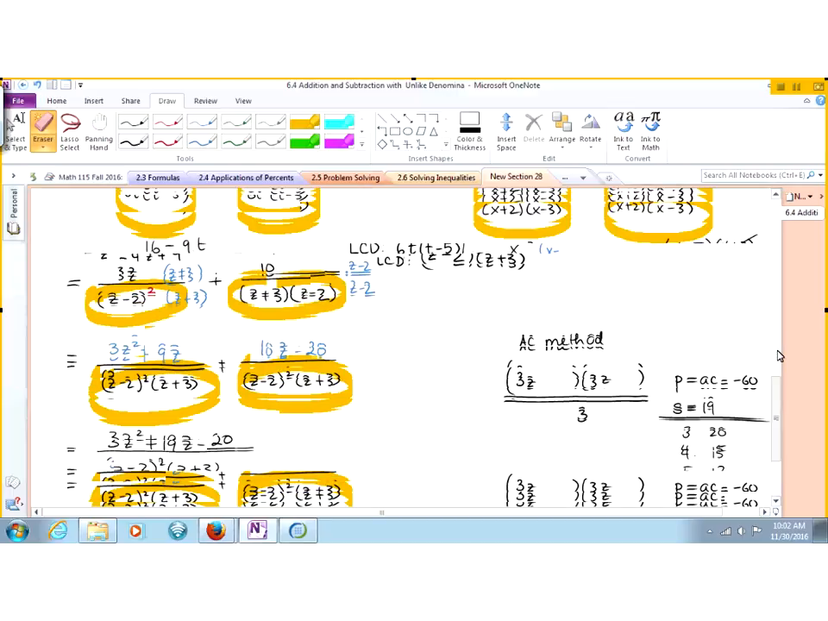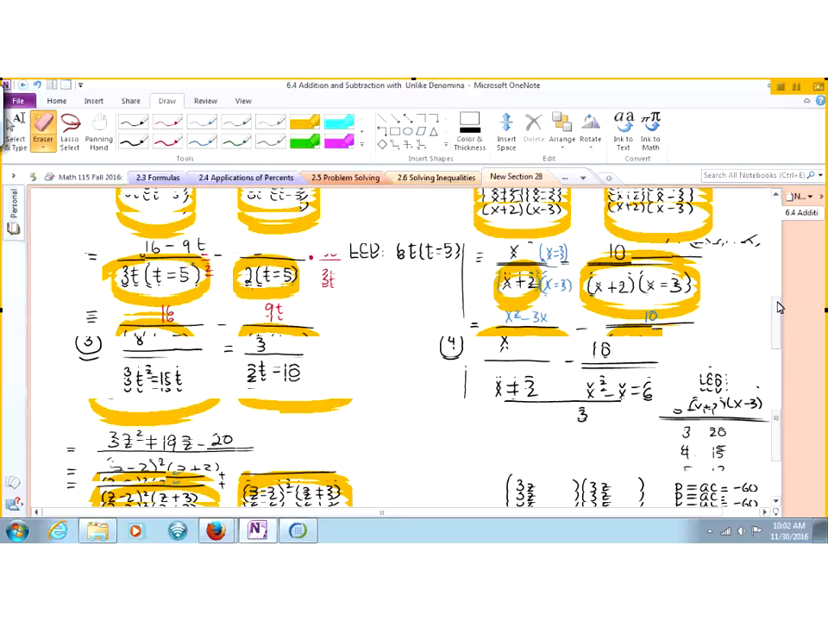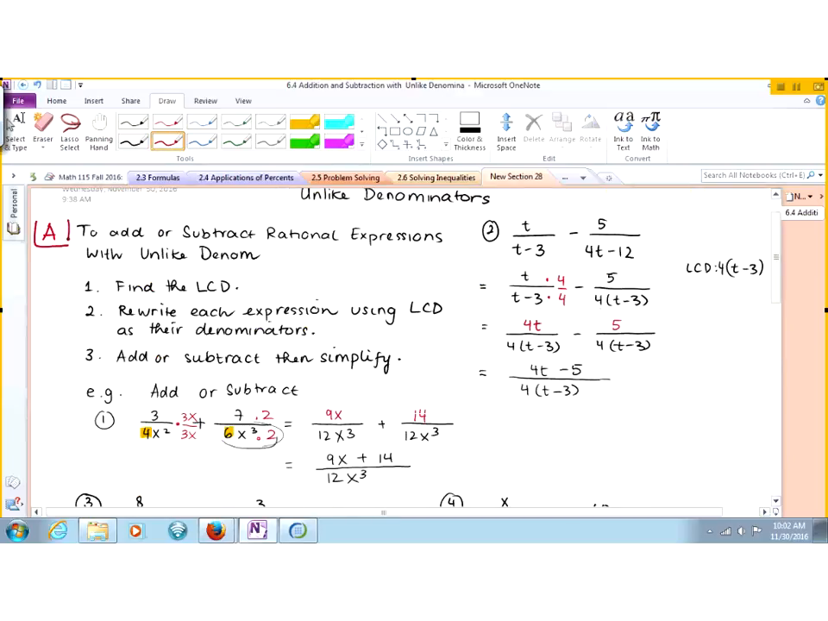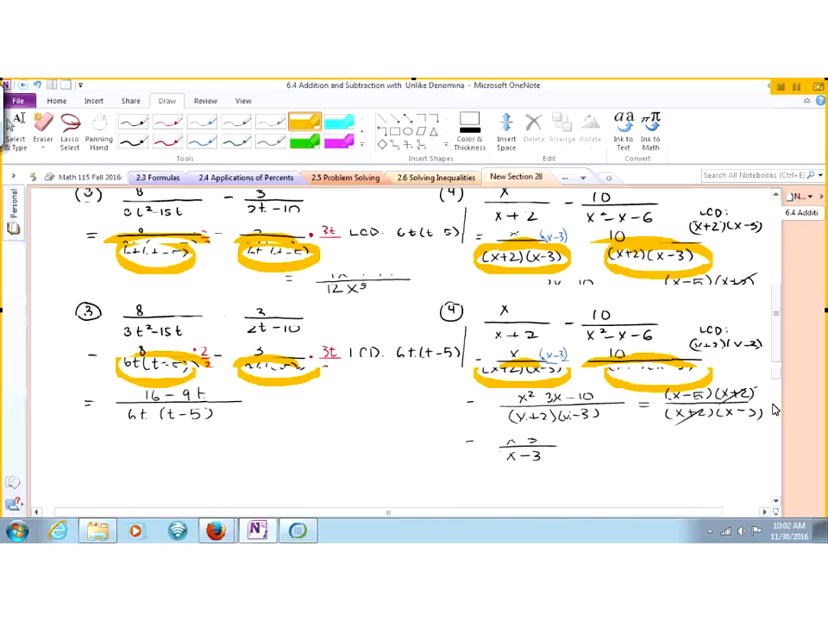I want to talk about what happens when factors are opposite. So can you guys label this as A? I forgot to put a label here, so to add or subtract here. And then I am going to talk about what happens when factors are opposite. Okay. All right. So what happens when factors are opposite? Yes, when you can rewrite and then multiply by -1, right? So B, when factors are opposite.